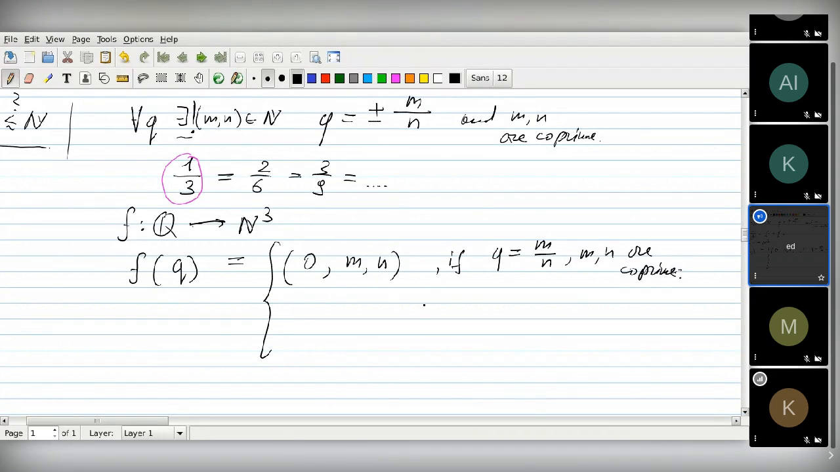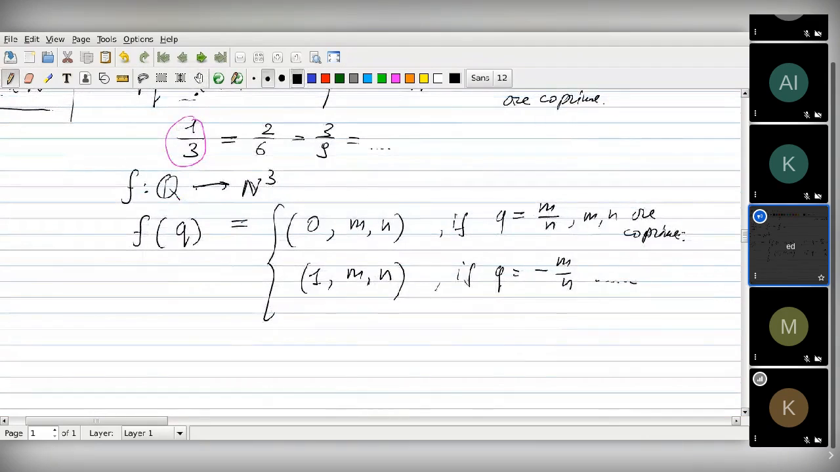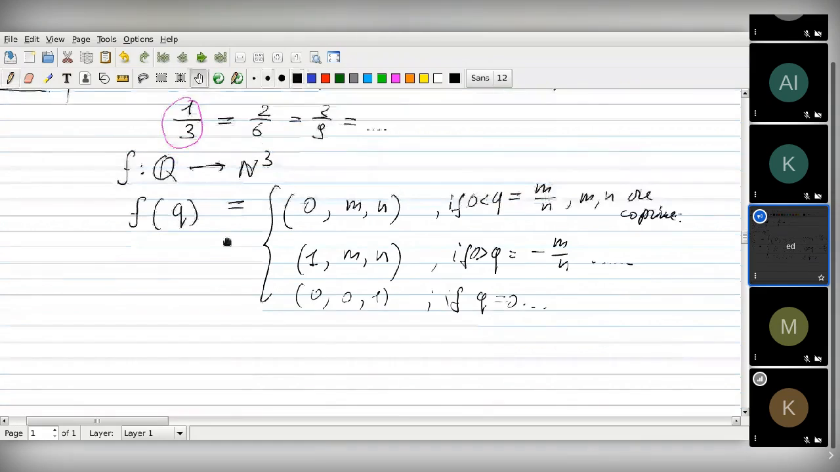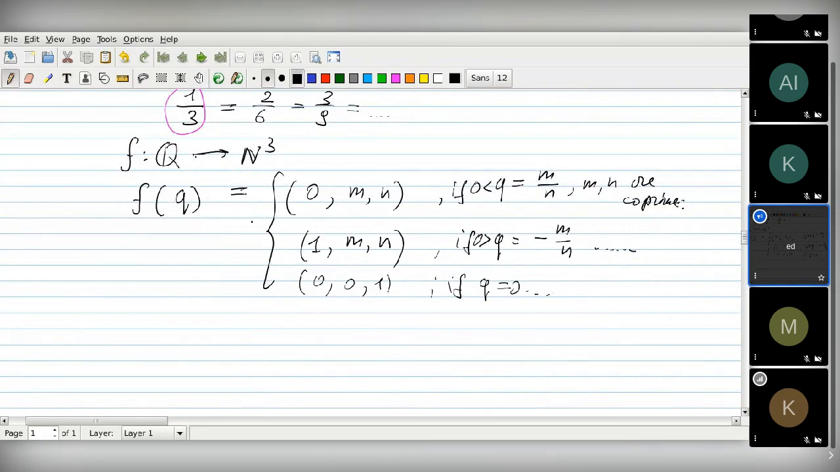And what if it is minus m over n? Then it will be 1, m, n. And what about 0? Let's encode 0 the following way. Is it clear? Is this function clear? Yes.